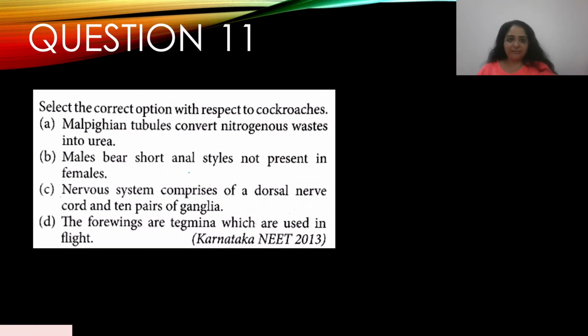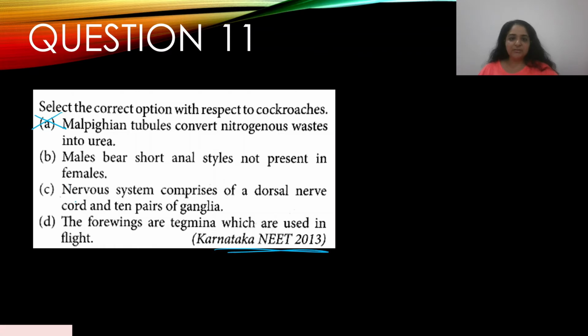Alright, so question number 11. Select the correct option with respect to cockroaches. This appeared in Karnataka NEET 2013. A. Malpighian tubules convert nitrogenous waste into urea. No, that's not the correct option. It converts into uric acid. B. Males bear short anal styles not present in females. Yeah, we discussed that. Let's go to the others.